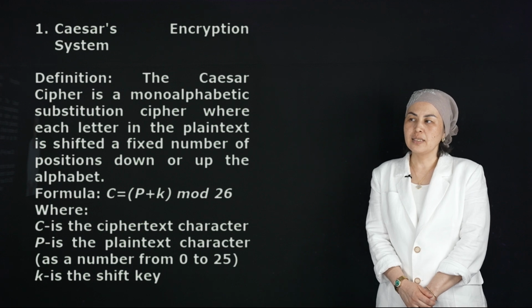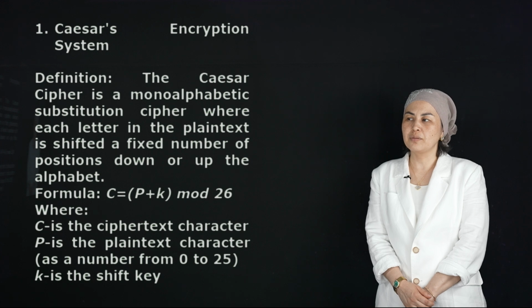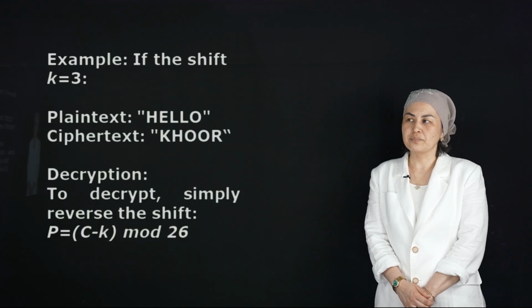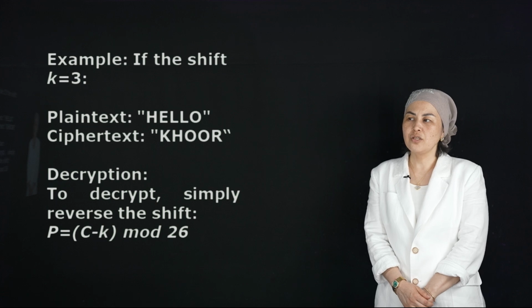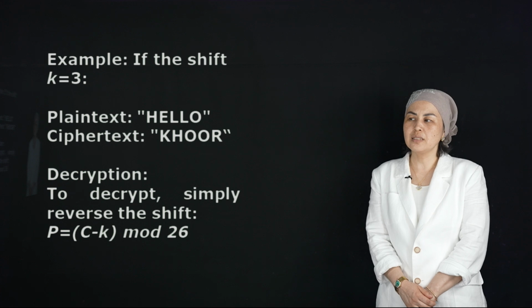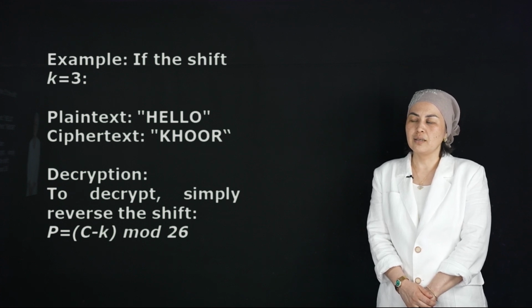We have the definition. The Caesar cipher is a monoalphabetic substitution cipher where each letter in the plaintext is shifted a fixed number of positions down or up the alphabet. Formula: C equals (P plus key) mod 26, where C is the ciphertext character, P is the plaintext character as a number from 0 to 25, and key is the shift key. Example: if the shift key is equal to 3 and the plaintext is HELLO, the ciphertext will be KHOOR. Decryption: to decrypt, simply reverse the shift. P equals (C minus K) mod 26.